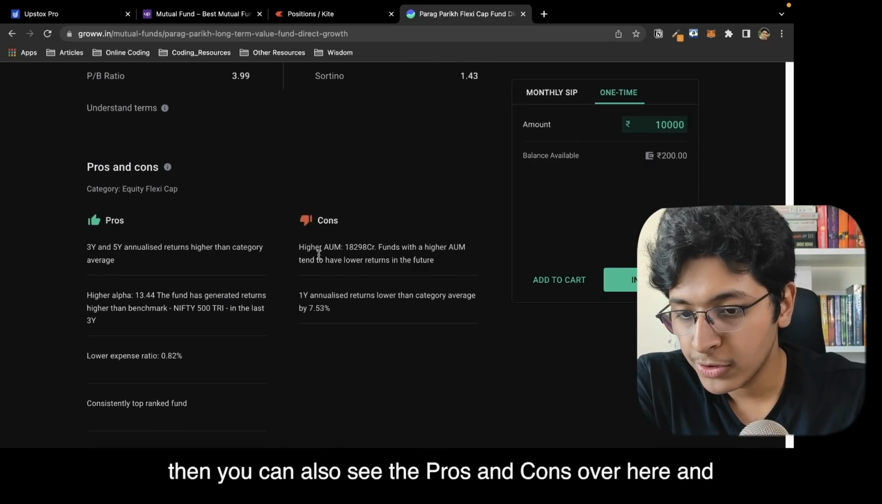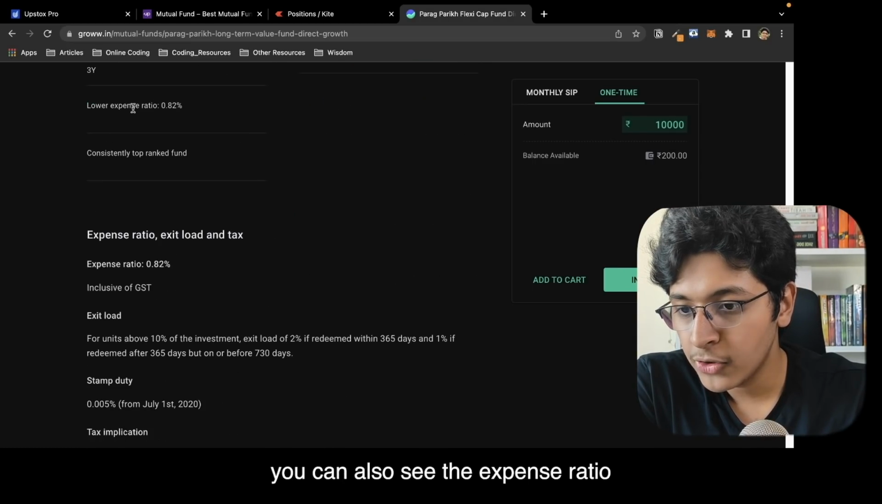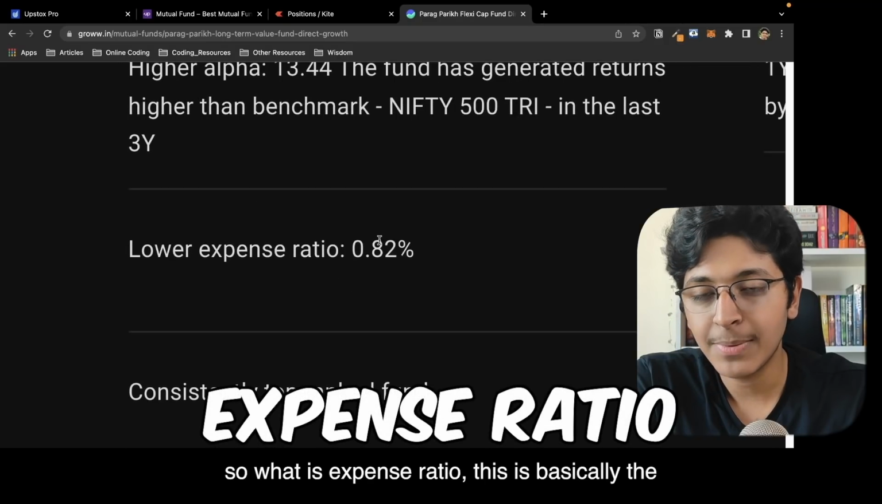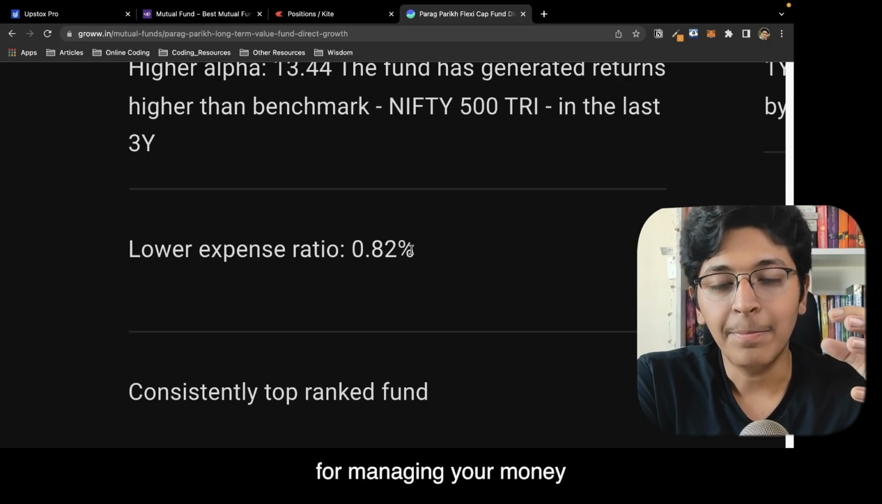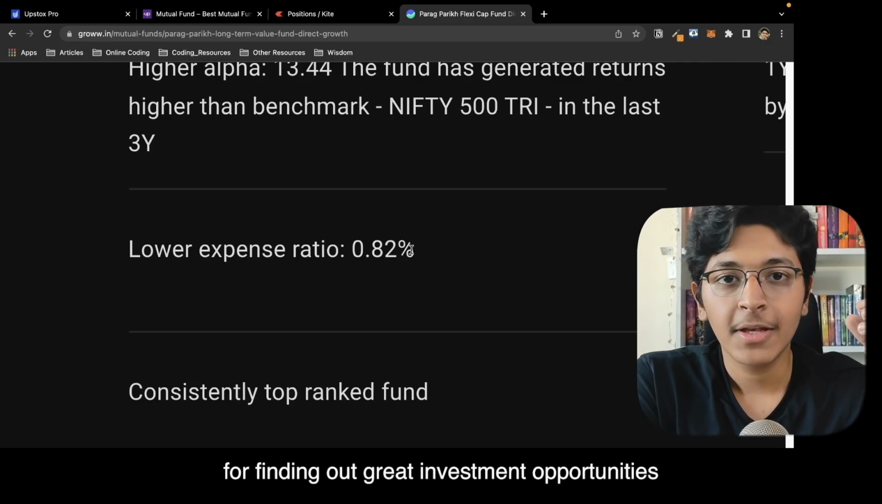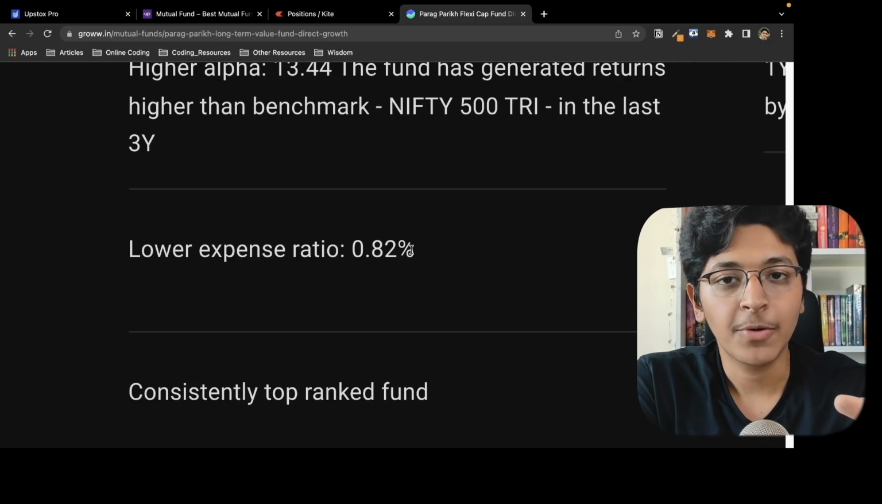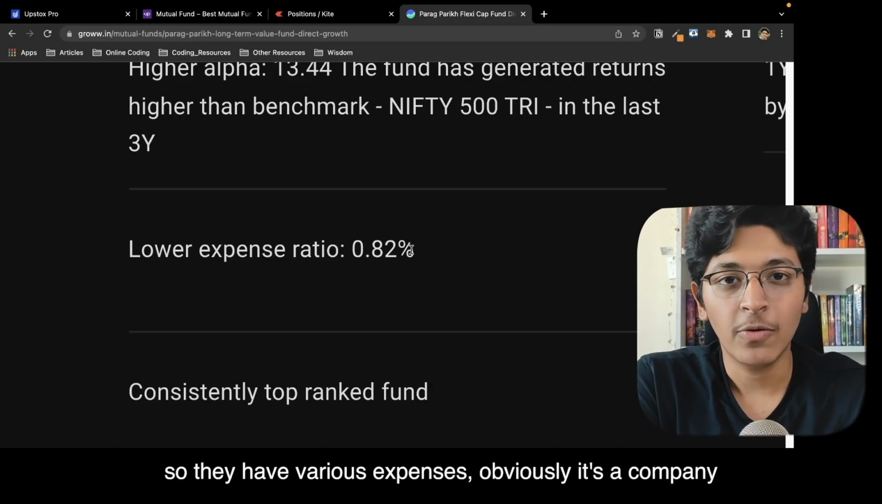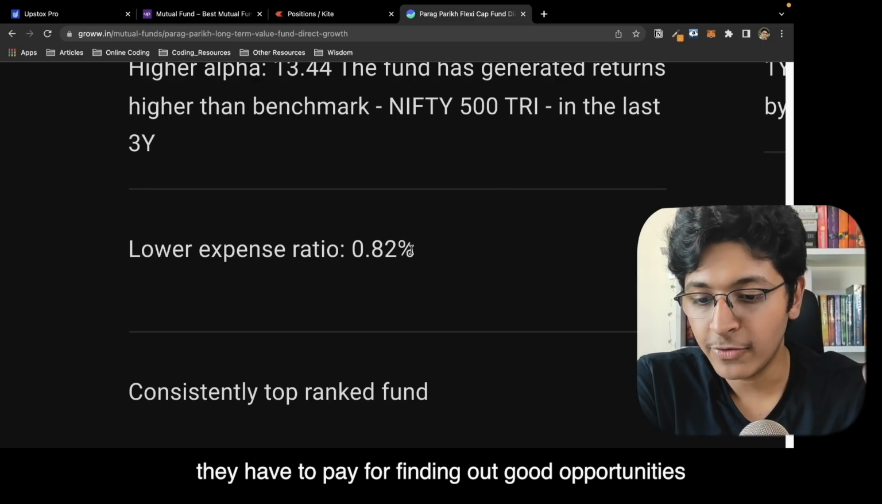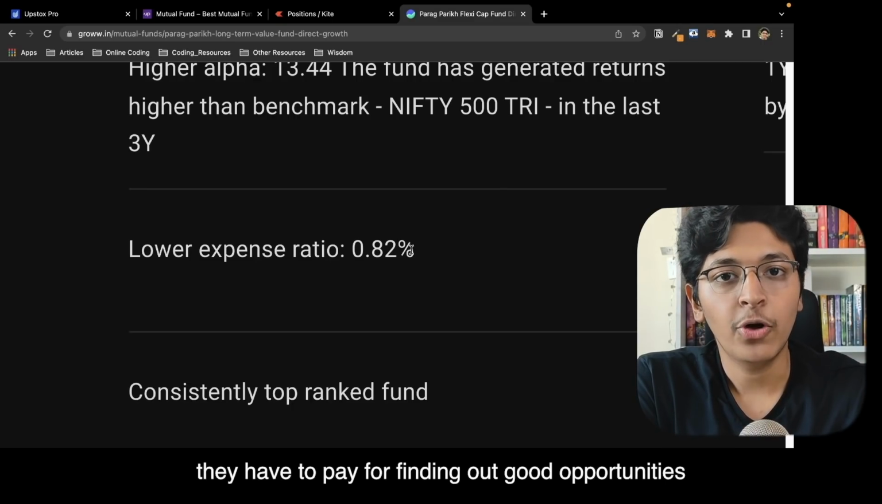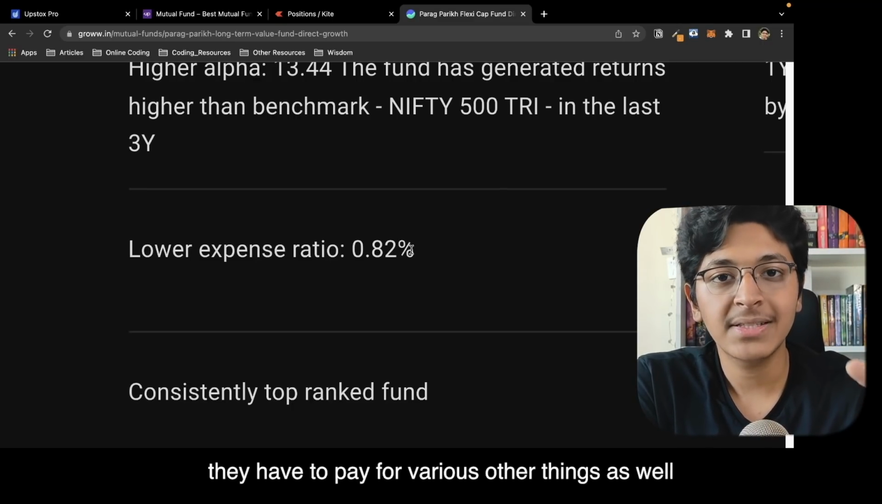Then you can also see the pros and cons over here, and you can also see the expense ratio. So what is an expense ratio? This is basically the fees that they levy on you for managing your money, for finding great investment opportunities. Okay, so they have various expenses. Obviously it's a company, it's an asset management company. They have to pay their employees, they have to pay for finding good opportunities, they have to pay for various other things as well.